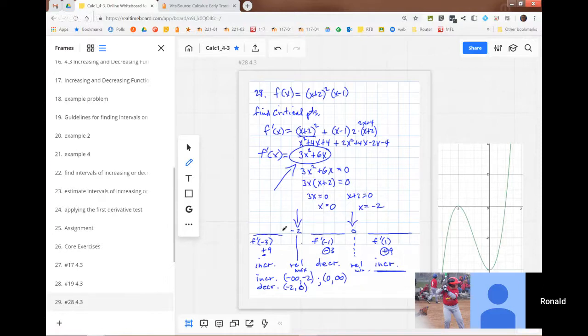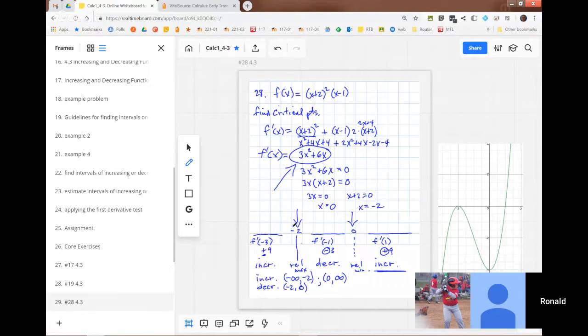Pick a number to the left of negative 2. I picked negative 3. What's the derivative at negative 3? Negative 3 squared is 9 times 3 is 27. 27 minus 18 is 9. So it's positive. Therefore, it's increasing.